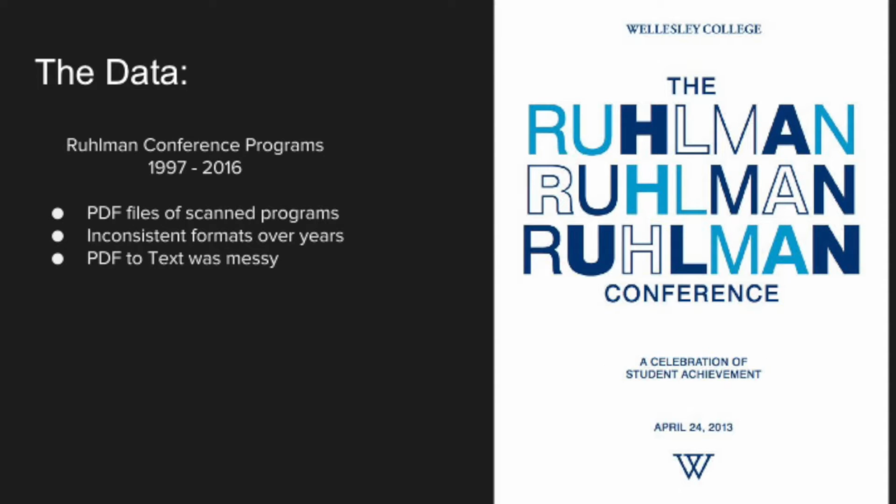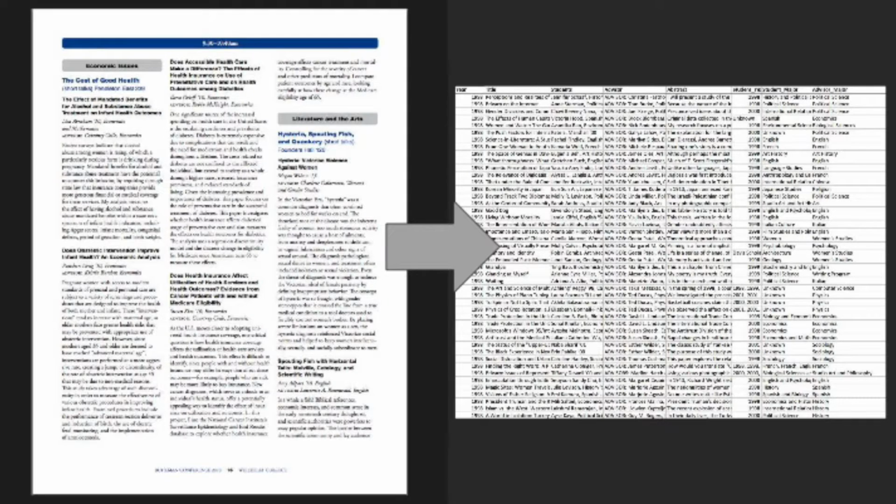Okay, so where does this data actually come from? The very start of our process came from PDF files of all of the Ruhlman books that are printed out. But the problem with this data is that it's in PDF form, so it's basically images. They're completely inconsistent formats throughout the years, and it's also very messy data. So this is what we had to work with in order to get the data that we wanted.